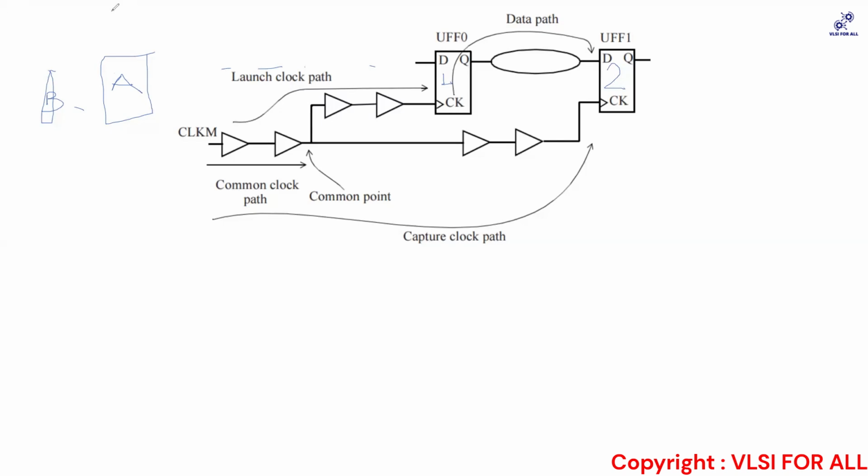Now, what is the circular box between the launch flip-flop and the capture flip-flop called? How do you term it? Guys, you would have done this more. Pardon? Combi path. Combinational path. Okay, and that's why you call it a combo logic path or combinational path.